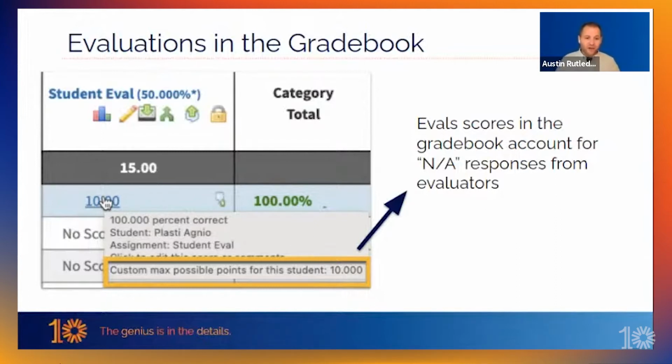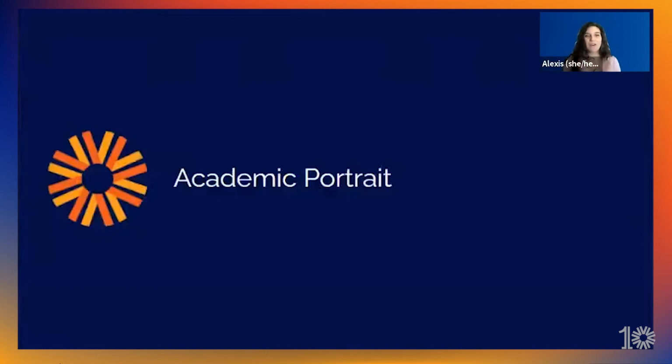And so then, as you can see here, for example, you have a student who got 10 out of 10, even though in the evaluation some students might have been scored out of 15 points. This student was only scored out of 10 points because there was one question where NA was selected, so that student wasn't penalized for that. They were still scored out of the max possible points for that student. Whenever you hover over those grades in Leo, you'll get that information about the custom max possible points for that student, which I think is really helpful. If you have any questions about that, please throw them into the poll and we'll be sure to answer those. Thank you, Austin.